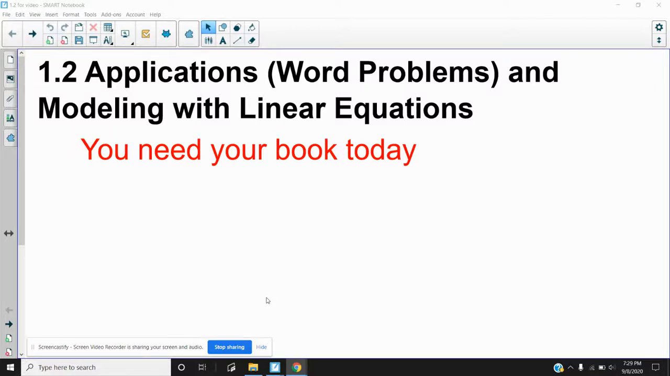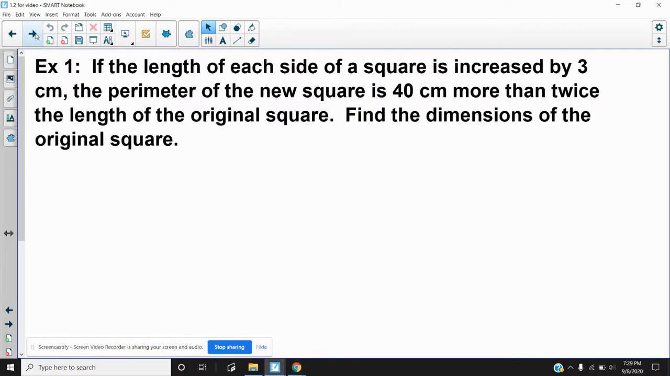Hello, in this video we will go over one type of example that covers a word problem modeling with linear equations. So we will be working out of the book, so you might want to get your book today. This is an example of a geometry problem.